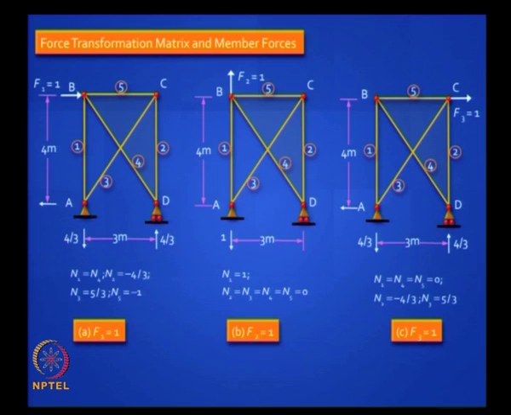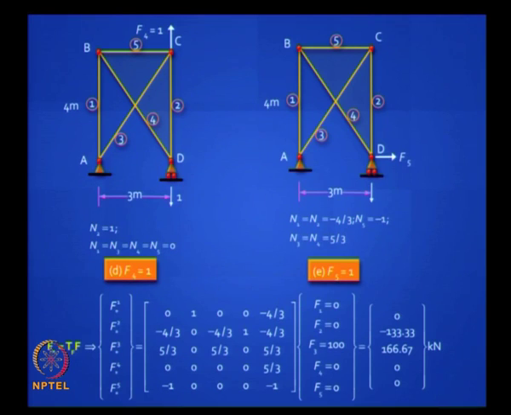Apply F2 equal to 1. Apply F3 equal to 1. Find out all the bar forces. Can I proceed? We did this earlier. Then you apply F4 equal to 1, apply F5 equal to 1, and fill up this matrix. Okay, so this is your TF matrix.